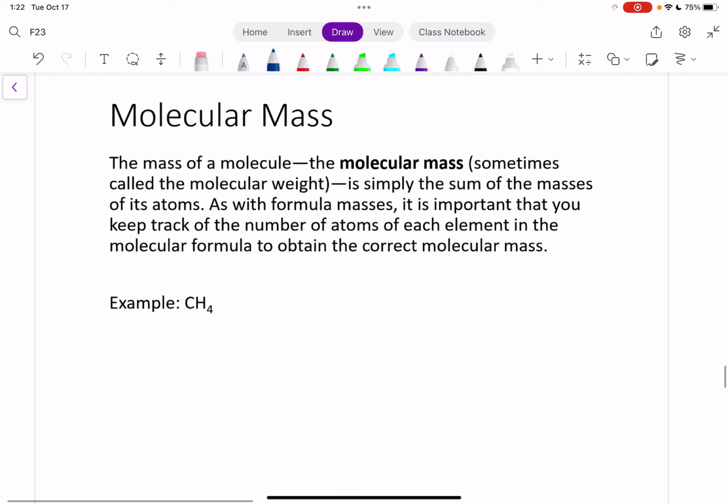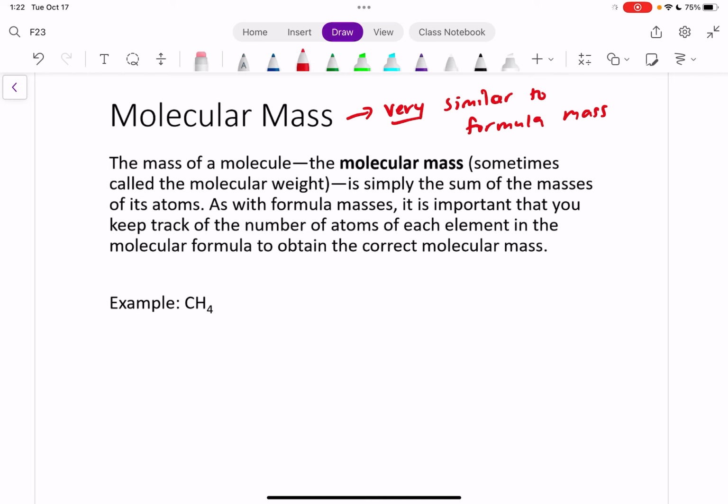All right, and the very last thing for this video is I want to talk about something called molecular mass. And this is very, very similar to formula mass, which we talked about in our ionic bonding chapter. It's so similar, in fact, that it's pretty much the same thing. It's just calculating the mass of a molecule rather than an ionic formula.